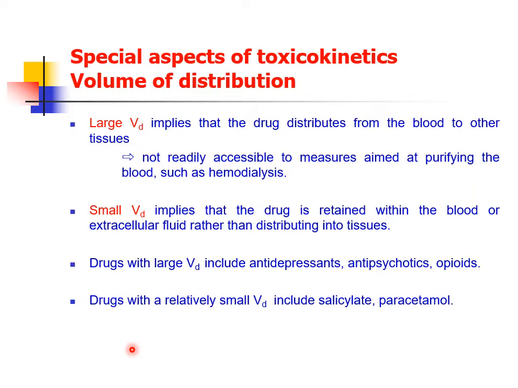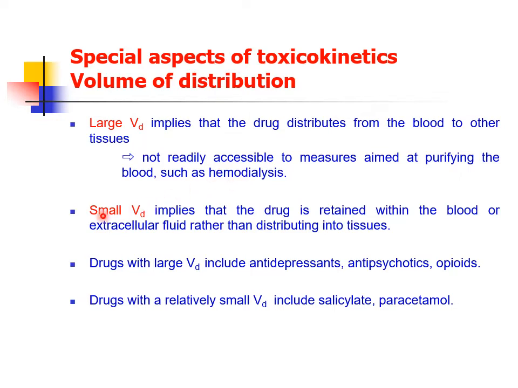Special aspects of toxicokinetics: volume of distribution. A large VD means that the drug distributes from the blood to other tissue. In other words, it is distributed all over the body. It is not only in the blood, it is all over the body, so it is not readily accessible. The toxin is not accessible to measures aimed at purifying the blood, such as hemodialysis.